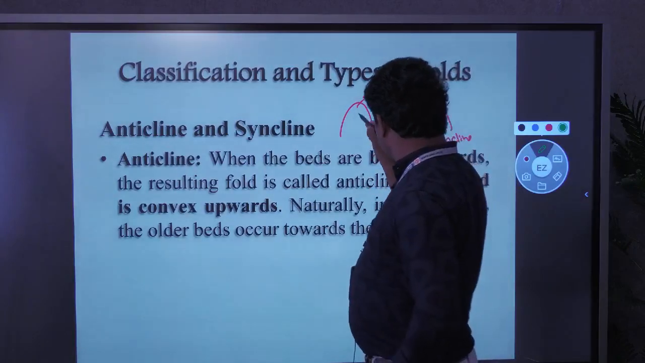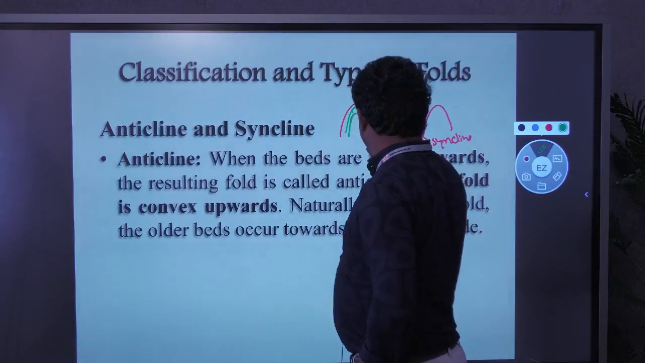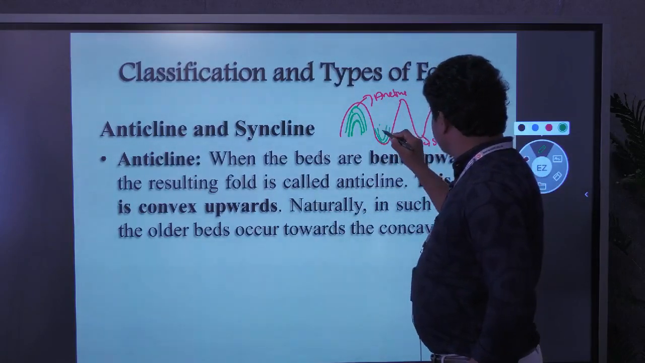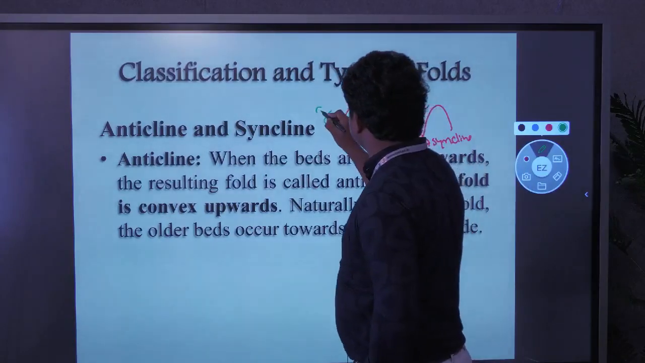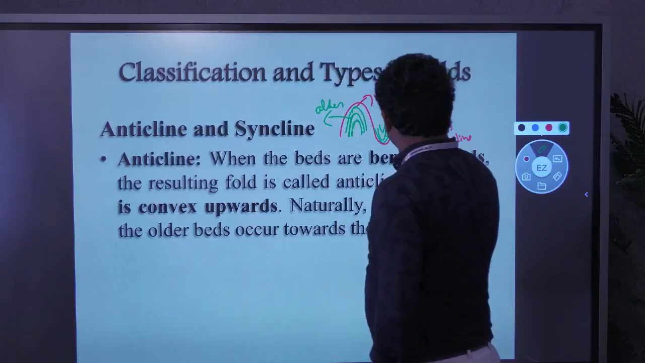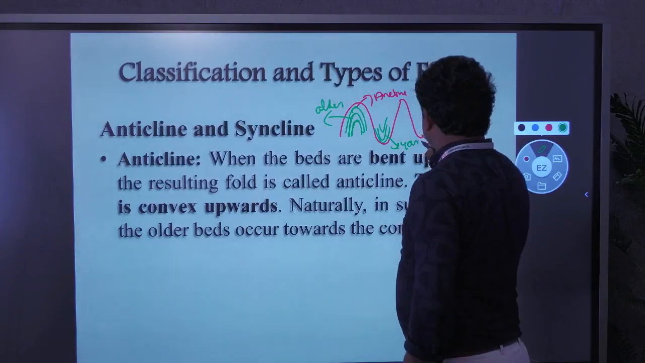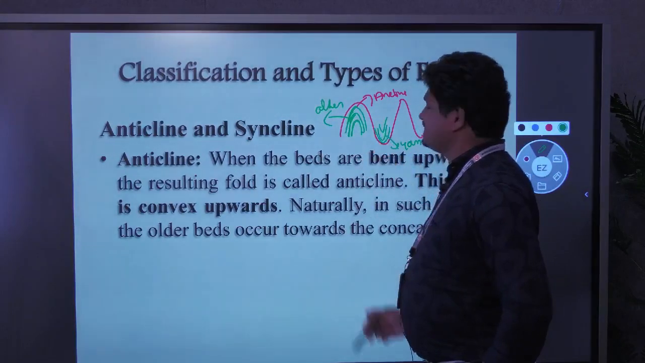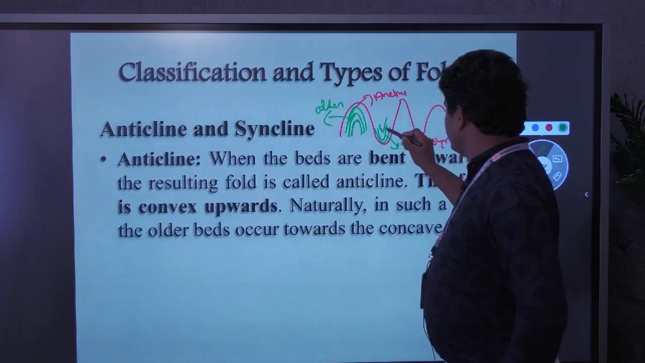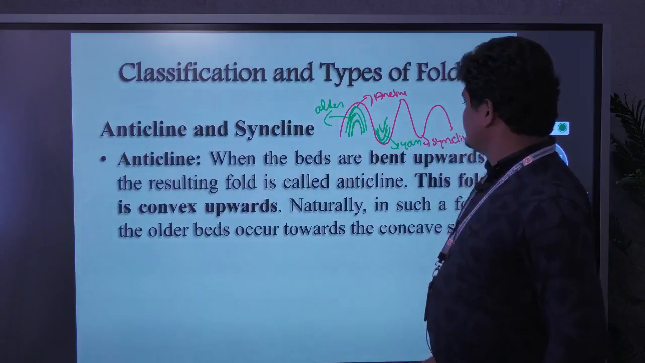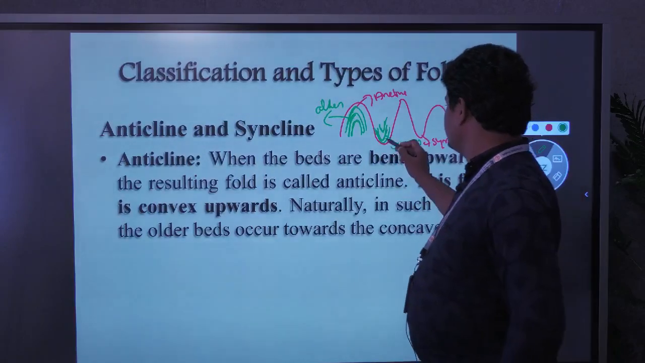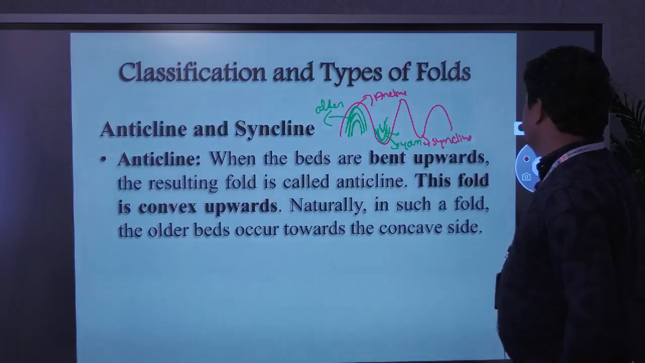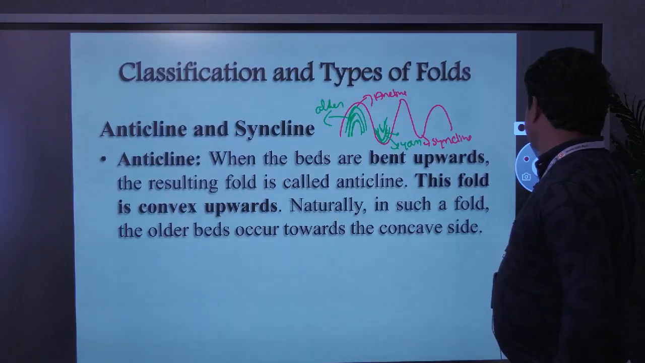In the anticline structure, older beds are on the inner side. In the syncline structure, younger beds are on this side. So these are the older beds, and these are the younger beds. Older beds are in the center in the anticline structure, and in the syncline structure, the recent beds are in the center. This is the anticline and syncline structure, a type of fold we see in the field area.